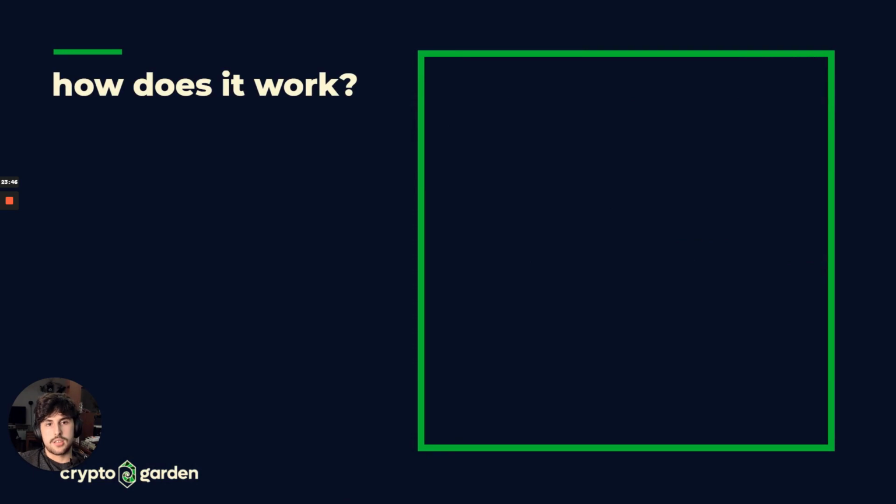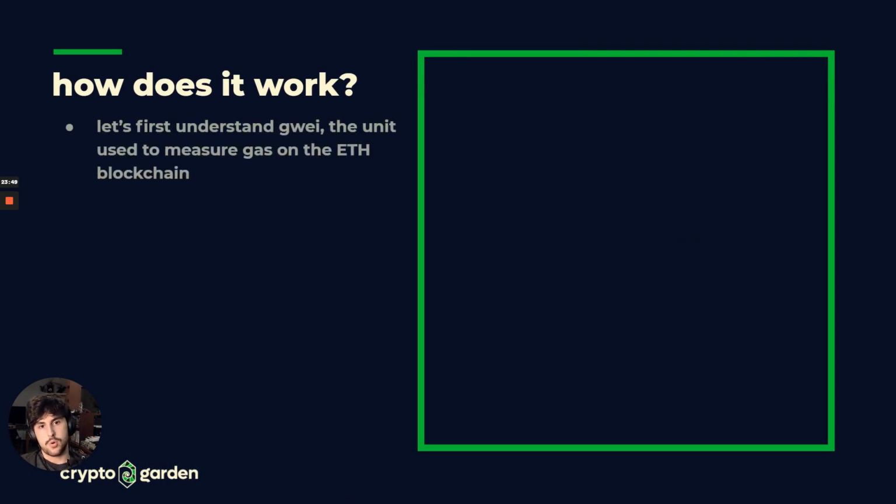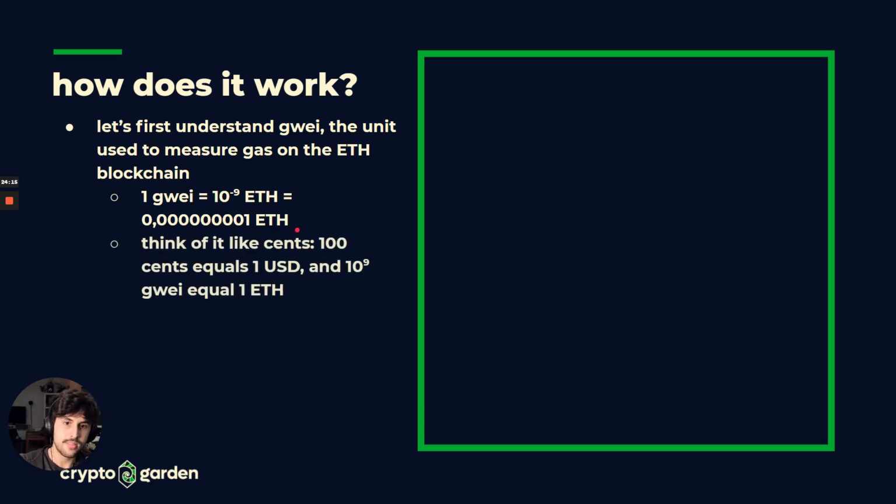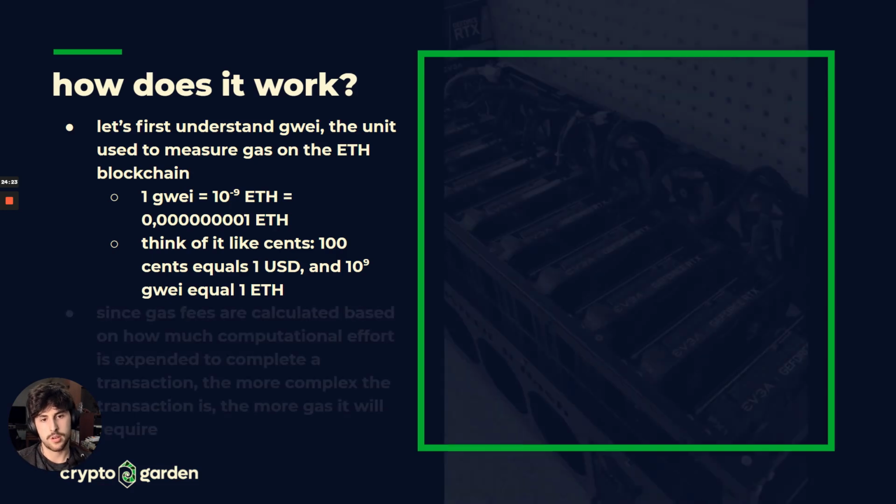So how does the whole gas fees thing work? Well, let's first understand Gwei. I'm talking here about the Ethereum gas scheme, because if you understand it, you can understand all the other gas fee schemes, basically. One Gwei is 10 to the power of minus 9 Ethereum, or 0.000000001 Ethereum. Think of it like cents, right? So 100 cents equals $1, and 1 billion Gwei equals 1 Ethereum.